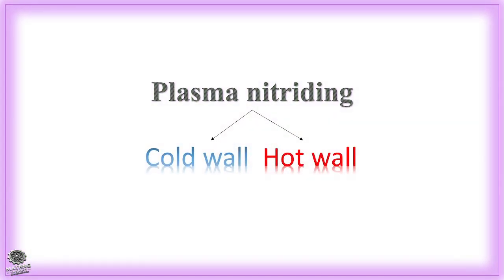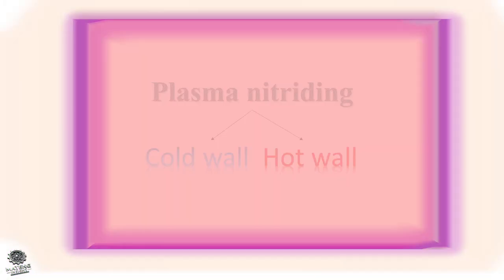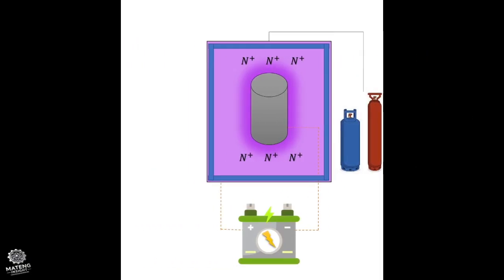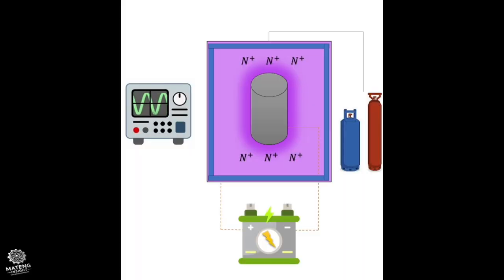Plasma nitriding furnaces are generally classified into two types: cold wall furnaces and hot wall furnaces. In a cold wall furnace, the chamber walls are typically water cooled, so there is almost no heat transfer from the wall to workpiece. All the thermal energy required is generated by ion bombardment from the plasma. To reach the desired temperature, relatively high surface current densities are necessary.